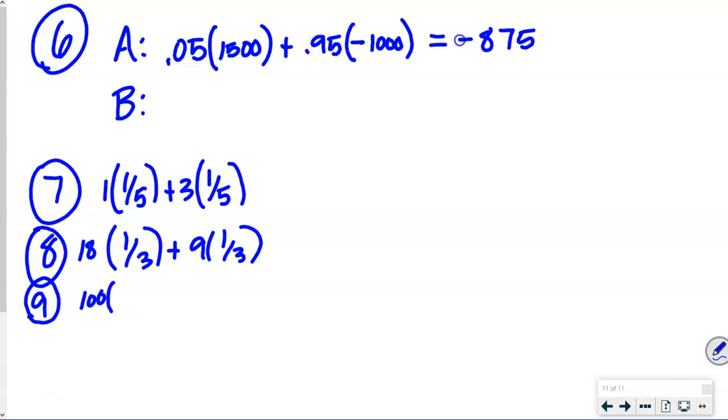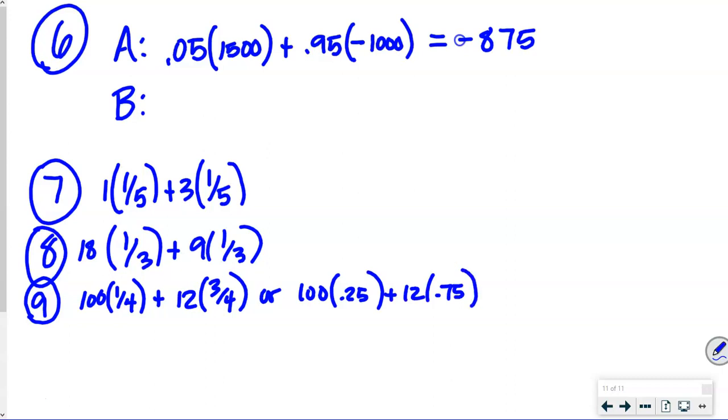So you could say 100 × 1/4 plus 12 × 3/4, or you could set it up 100 × 0.25 plus 12 × 0.75. Doesn't matter which one you do, okay? Number 10, similarly, obviously 8 is half of the spinner, and the 16 is 1/4, and the 20 is 1/4. So again, you could say 8 × 0.5 plus 16 × 0.25 plus 20 × 0.25. You could do it either way. So that's just help for y'all on that one.